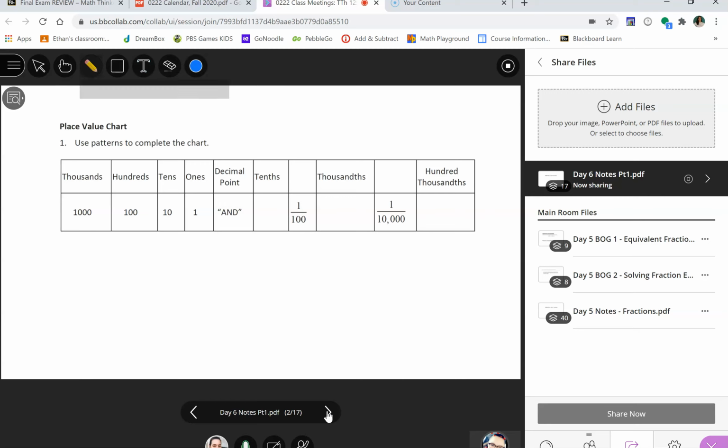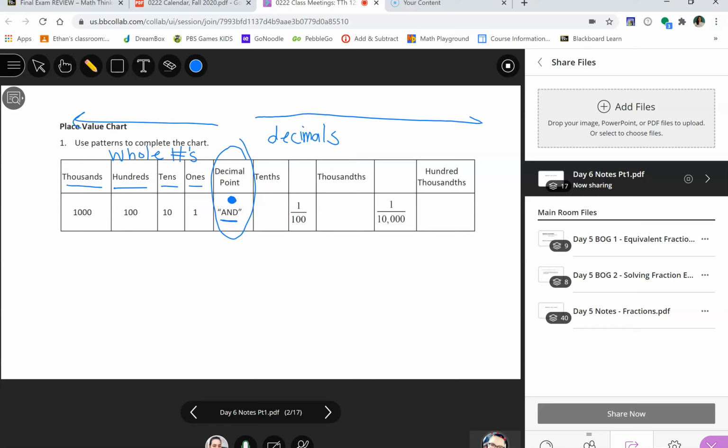So your decimal point is going to separate your whole numbers, that's what we've been doing so far, from the decimal numbers. And when you read a decimal, we use the word "and" for that. And then again, to the left of the decimal, you have your ones place, tens place, hundreds place, thousands place. To the right of your decimal, you're going to have tenths place. And then this would be your hundredths. So it's 100, TH, hundredths place.